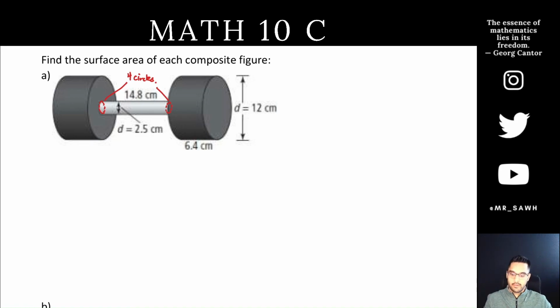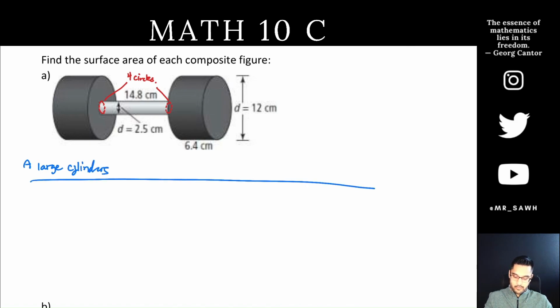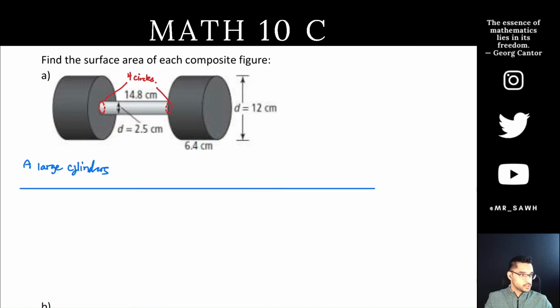So let's go find the area of the larger cylinders first. Okay, area, large cylinders. And I know I'm going to come all the way over there, so let's start building up our chart. Okay, so we'll do our large cylinders there first.